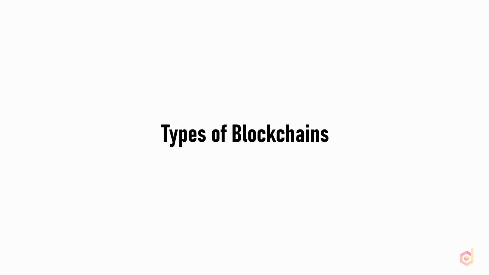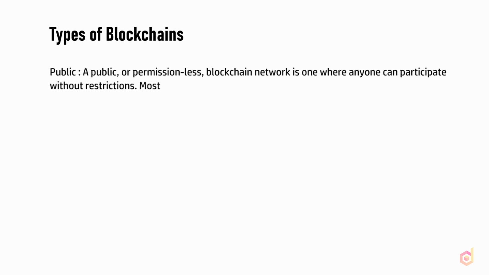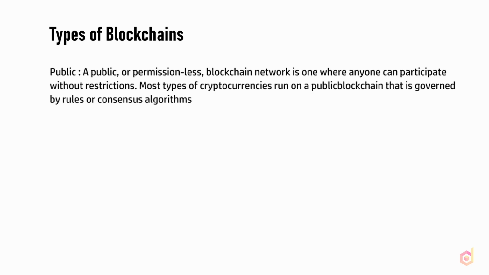There are three types of blockchain. A public permissionless blockchain network is one where anyone can participate without restrictions. Most types of cryptocurrencies run on public blockchains that are governed by rules or consensus algorithms.